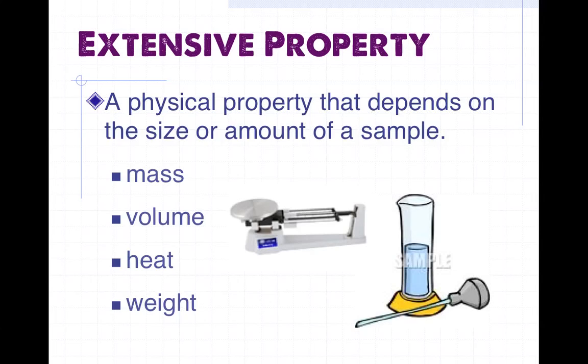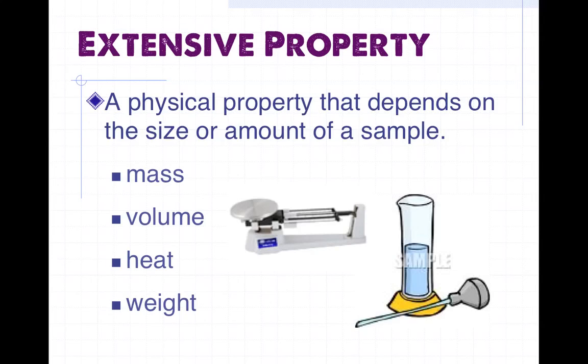And so mass, if I have a bigger block than a smaller block, it's going to have more mass. So it depends on how much I have, therefore it is extensive. Volume is also like that. So is heat. A small piece of iron that is hot is not going to have as much heat as a large block of iron.